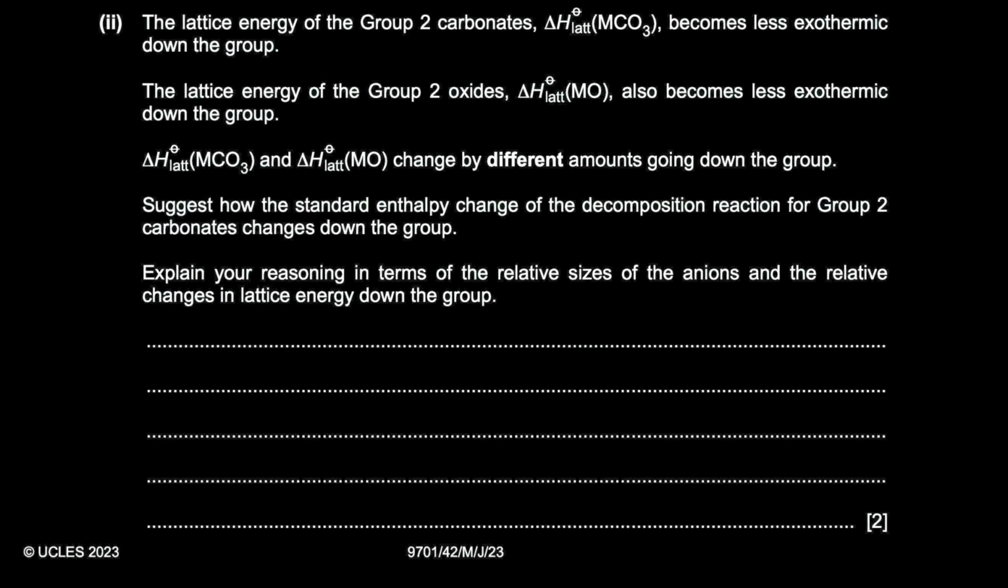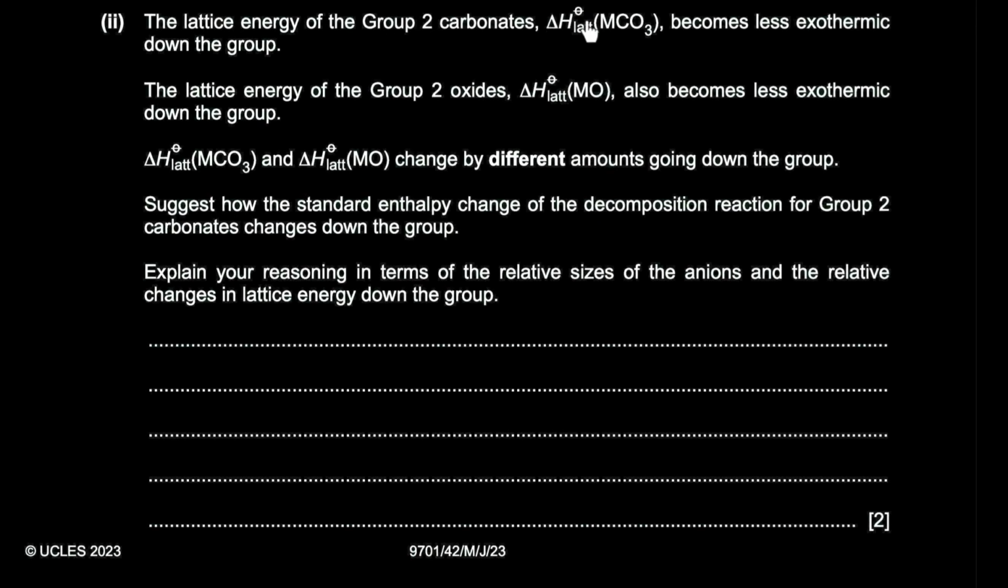Part 2 says the lattice energy of the group 2 carbonates becomes less exothermic down the group. The lattice energy of the group 2 oxides also becomes less exothermic. The lattice energy of the carbonate and the oxide change by different amounts going down the group. Suggest how the standard enthalpy change of the decomposition reaction for group 2 carbonates changes down the group. Explain your reasoning in terms of the relative sizes of the anions and the relative changes in lattice energy down the group. The first thing we have to answer is how the enthalpy change of decomposition changes down the group, right?